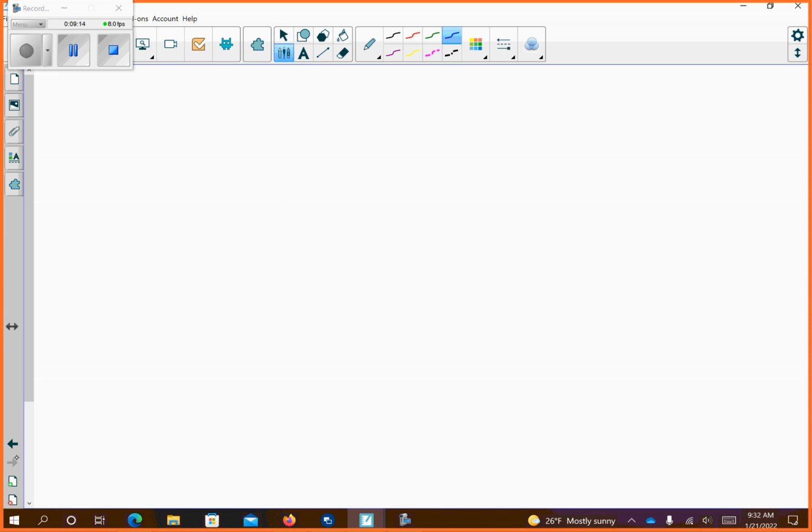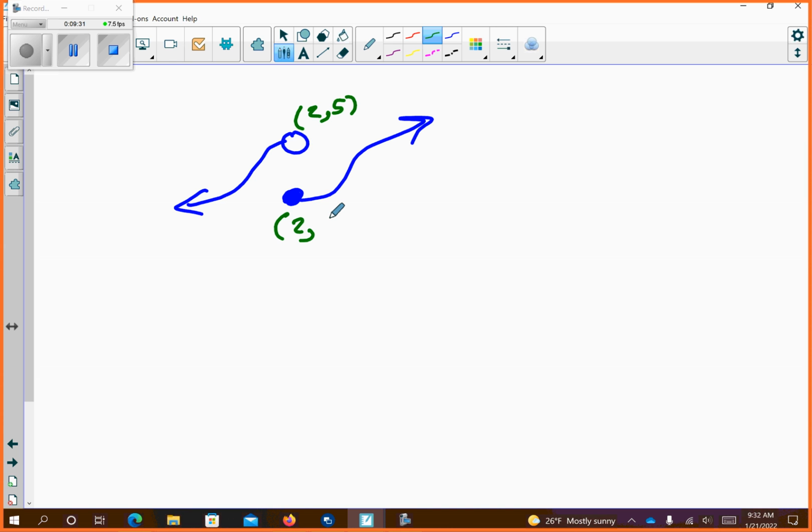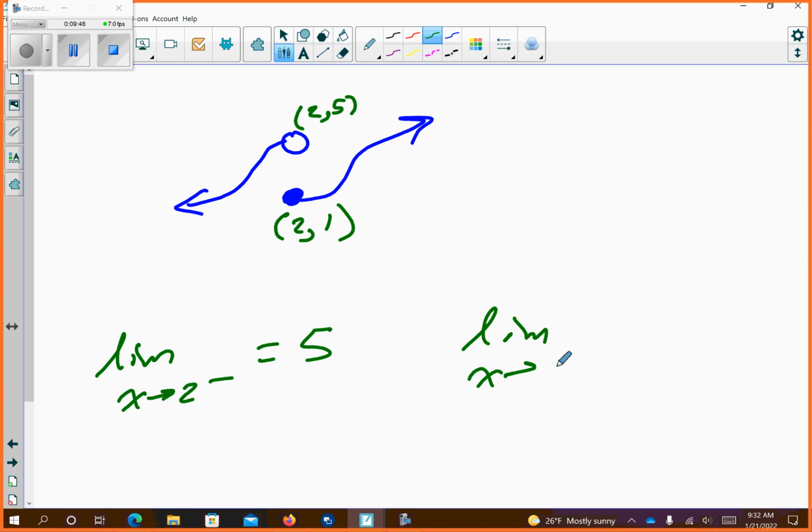So a lot of times we'll give you, so let's say we had a similar scenario. We had this versus this. Let's say that this was drawn, and let's say that we know that this is the point, say 2, 5, and then this point here is 2, 1 or something like that. If I did the limit as x approaches 2 from the negative, my answer would be 5. If I did the limit as x approaches 2 from the positive side, my answer is 1.